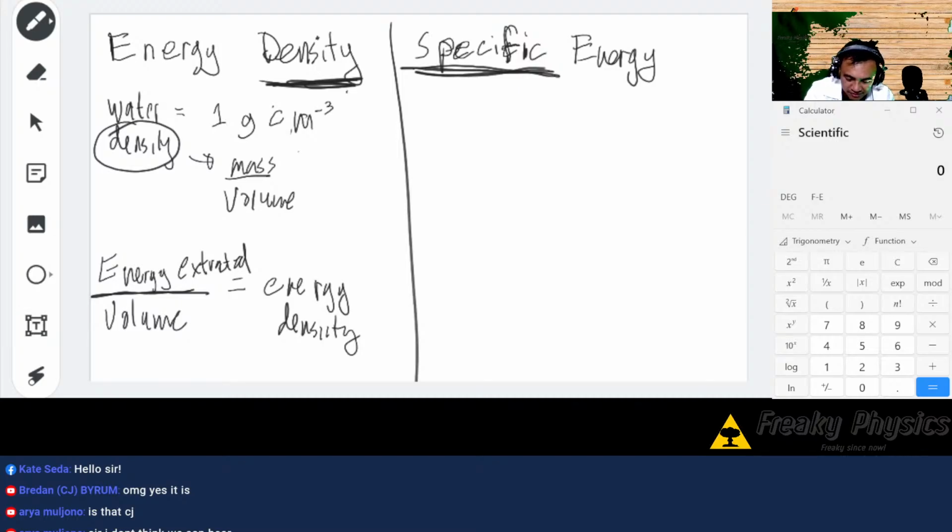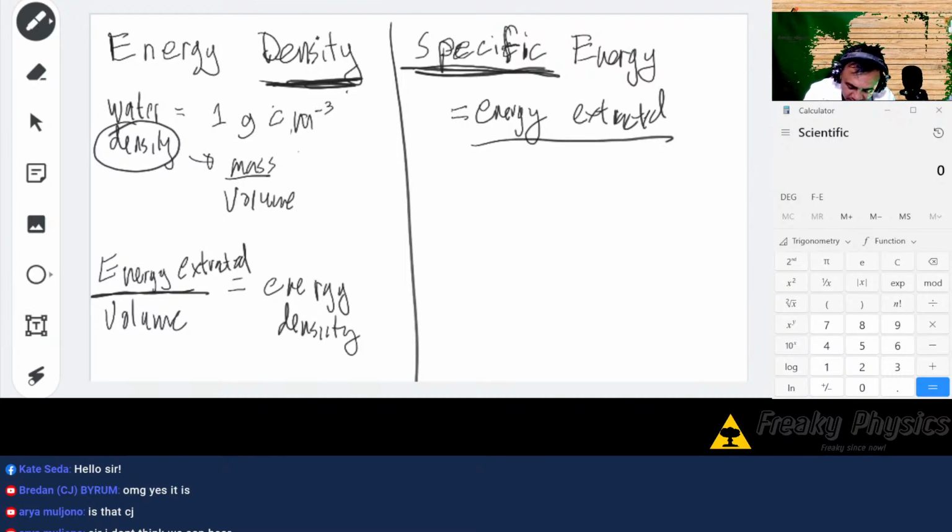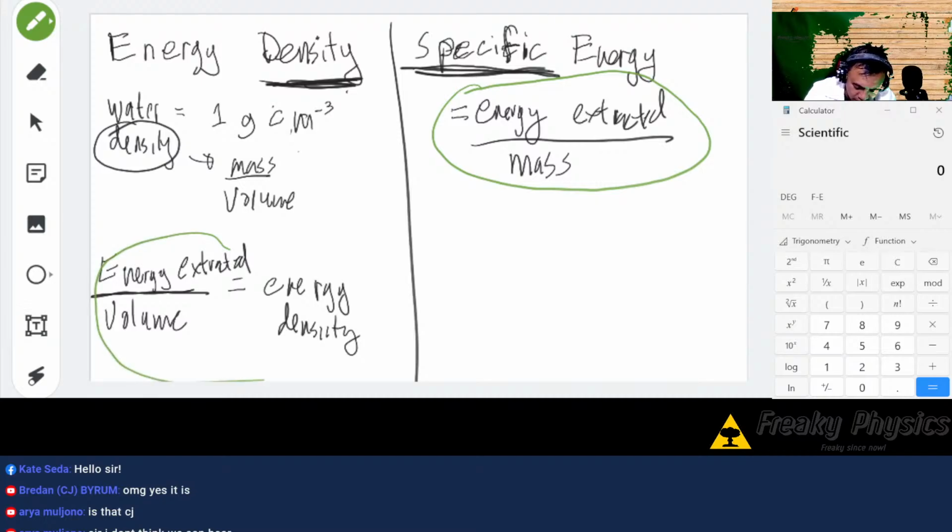Now, before we go there, specific energy. Same thing, this is gonna be energy extracted divided by mass. So these are the two definitions we need. Normally in the textbook you would see examples of different fuels and how much the specific energy is. I'm gonna put this into a real world context for now.